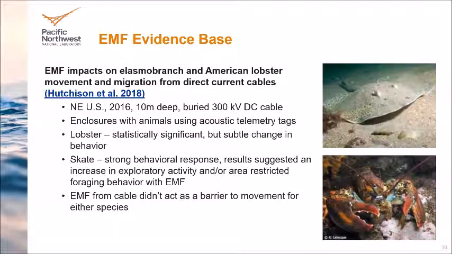Finally, Hutchison et al. examined the impacts of the Cross Sound Cable on the movement and migration of the American lobster and little skate. Similar to Gill et al., they used acoustic telemetry tags to track the movement of individuals within cages of the cable. And they found that the little skate [audio unclear] American lobster, but that the cable did not act as a barrier for either species.